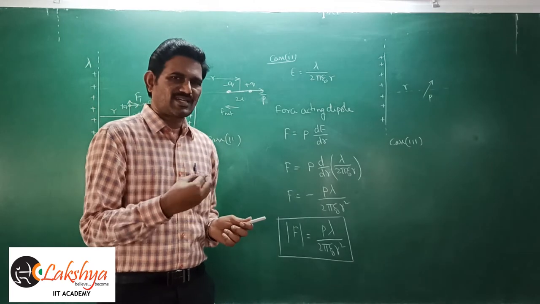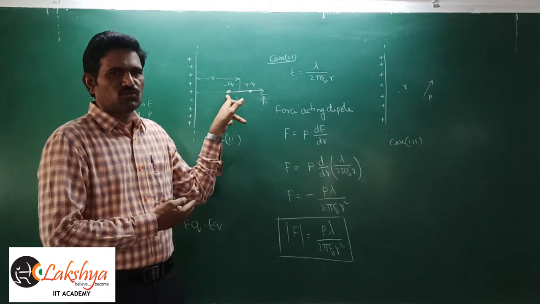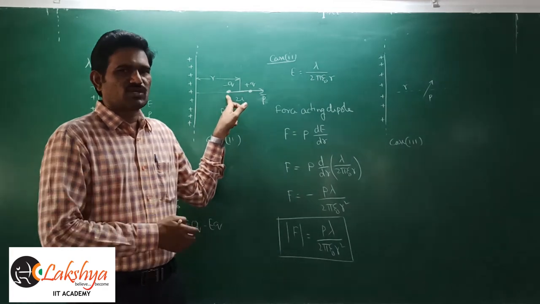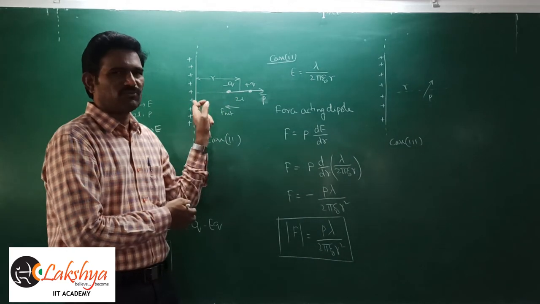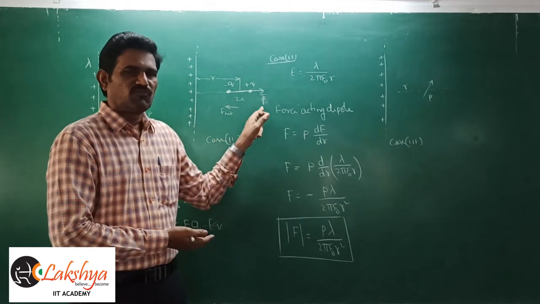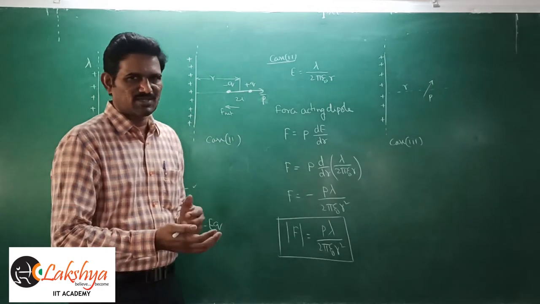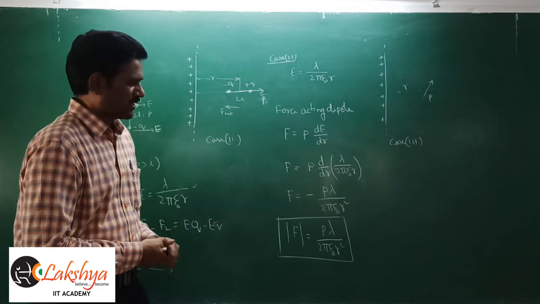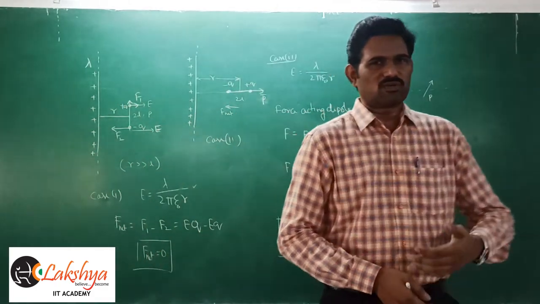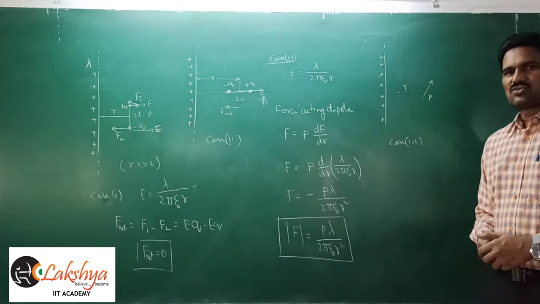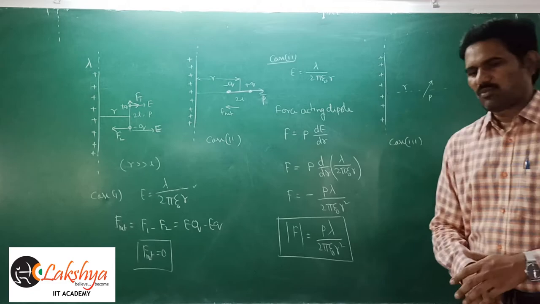So whether the force is attractive or repulsive, you can simply identify by whether the negative charge is closer to the line of charge or the positive charge is closer to the line of charge. If the negative charge is closer, then automatically the force between them will be attractive. If the positive charge is closer, then the force between them will be repulsive. So that we can decide whether it is attractive or repulsive. So this is the magnitude of this force. That is the second case. Now we can observe that it is a non-zero force, so a non-zero force is acting on this dipole placed in a non-uniform electric field.